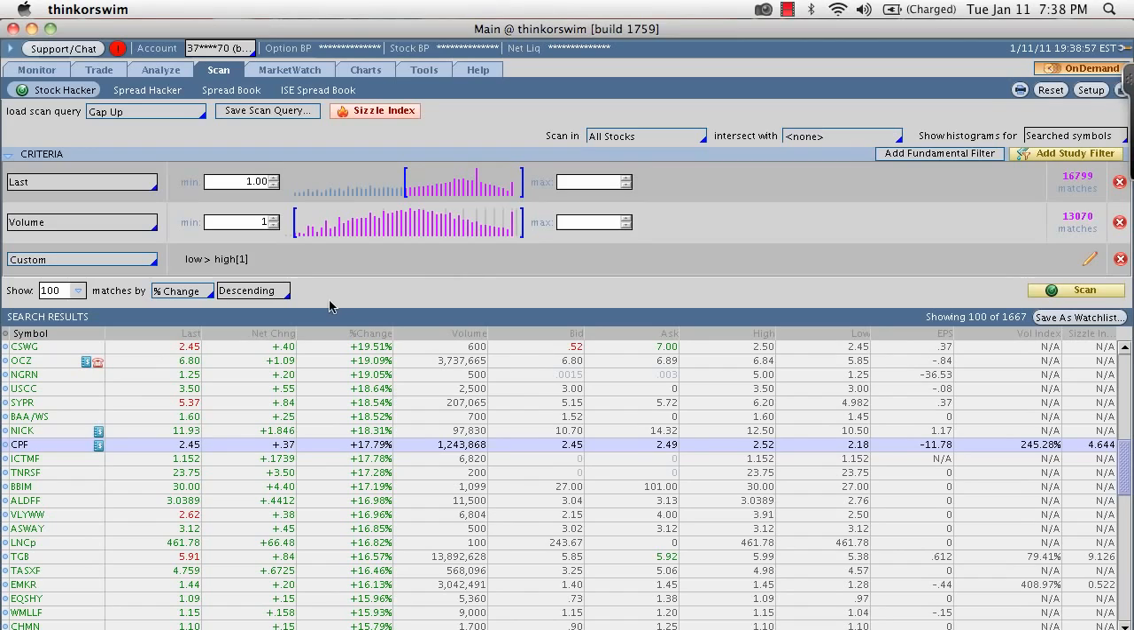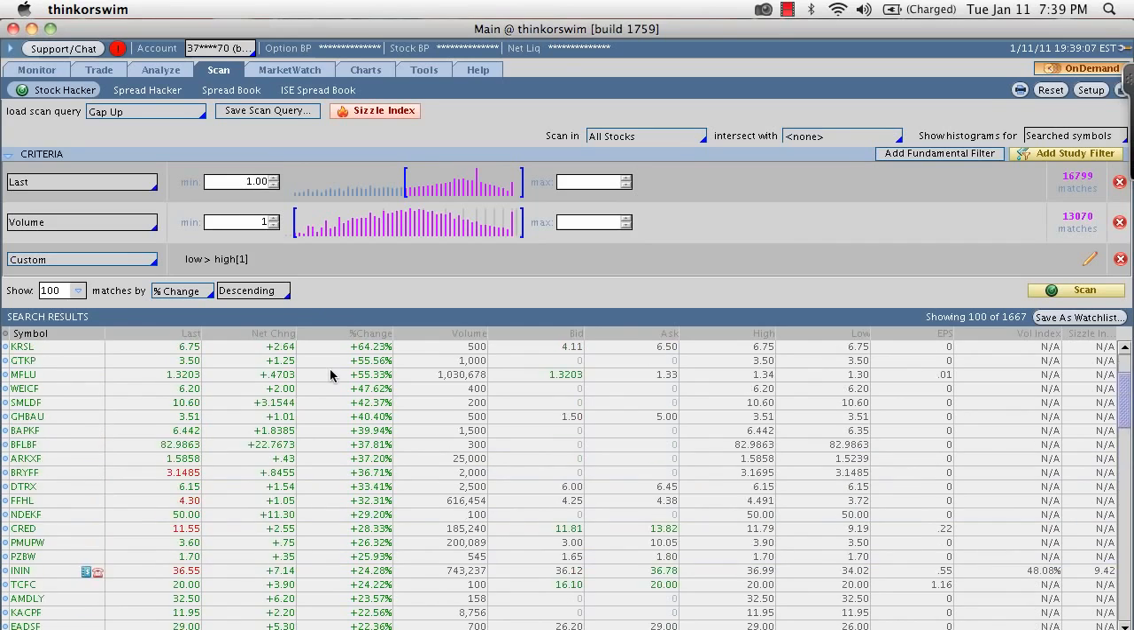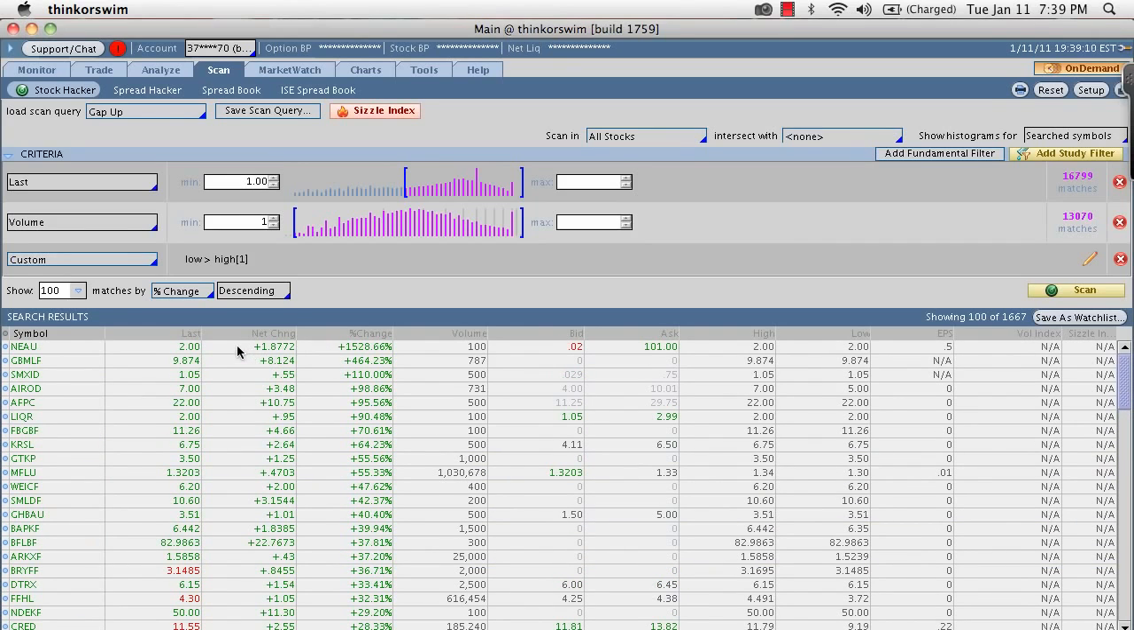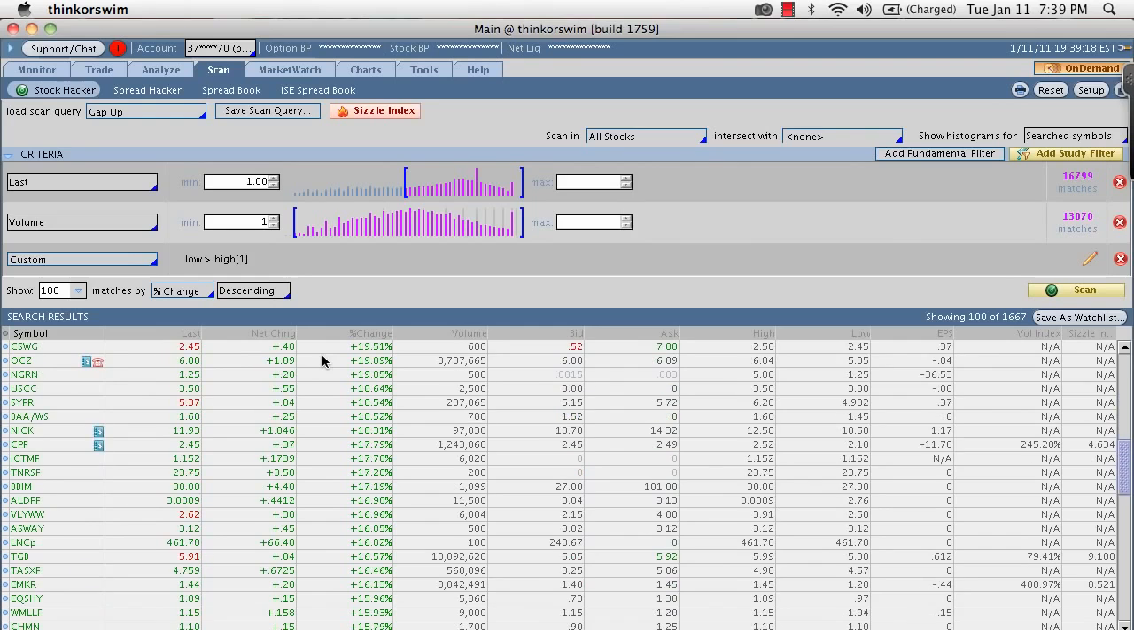What I've done is create a simple scan here that I've already run. It's showing the first 100 of about 1,600 stocks that gapped higher on the day. You can see on the very first ones, there are a couple of more penny stock type things that have gapped higher 15,000%. Those probably don't trade options, so we might not want to look at those.